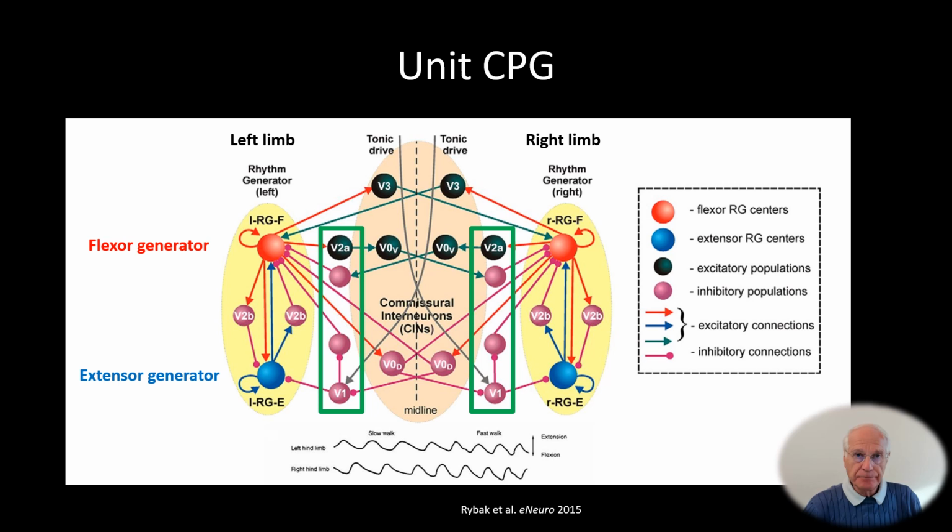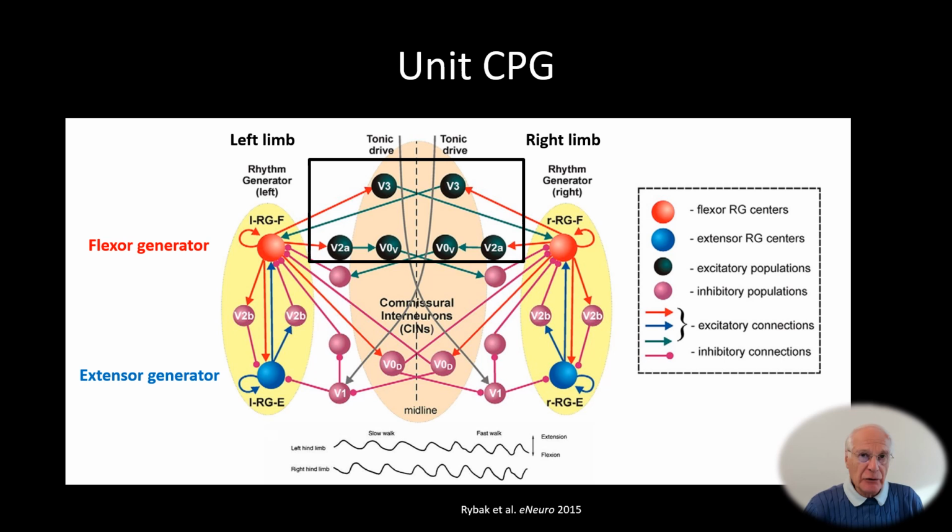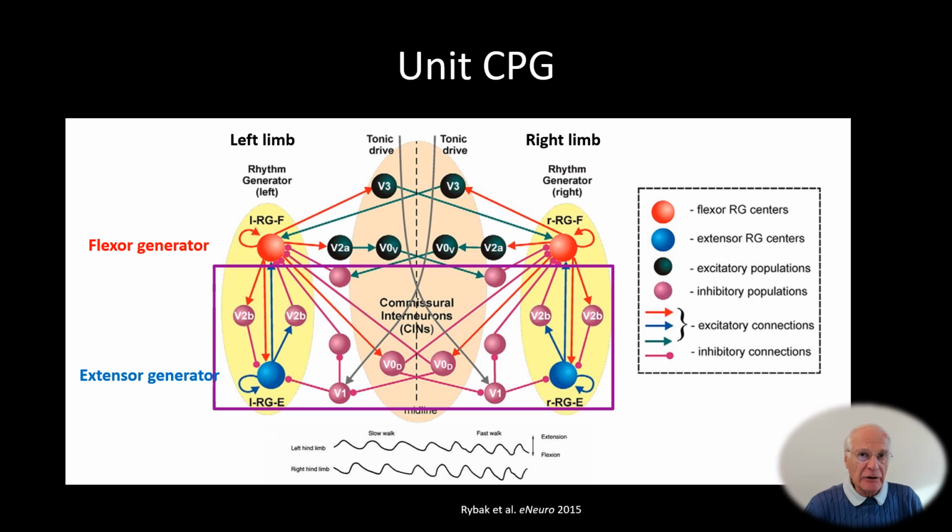In black, we have glutamatergic excitatory interneurons. In purple, GABA-glycine inhibitory interneurons. V1 includes Renshaw cells and a subset of 1A inhibitory interneurons. As I mentioned earlier, glycine and GABA are excitatory during early development.